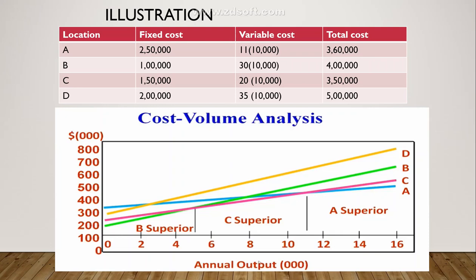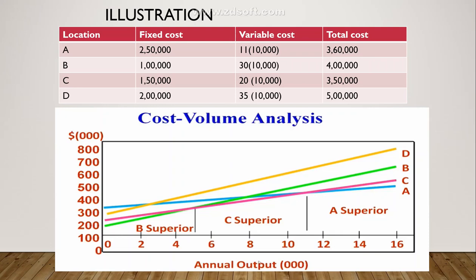So we have to produce again 10,000 units. If we multiply 20 by 10,000, the variable cost together is 2 lakhs. So 2 lakhs plus 1,50,000 gives 3,50,000 as the total cost.